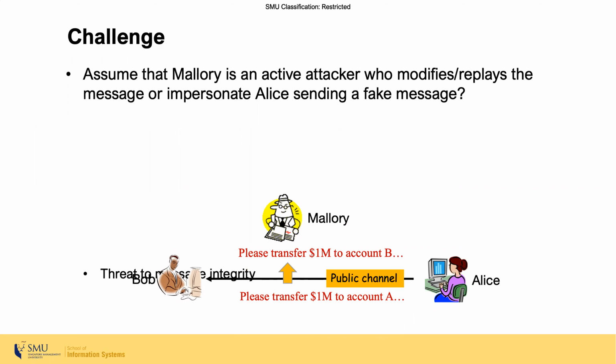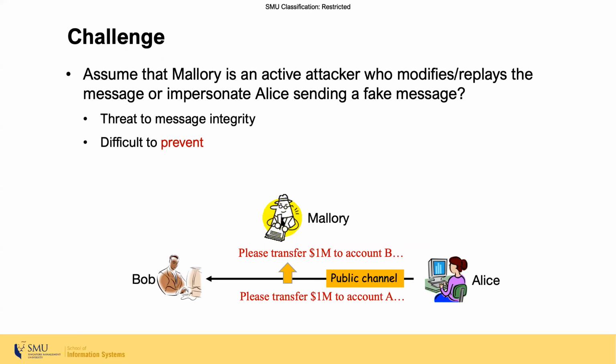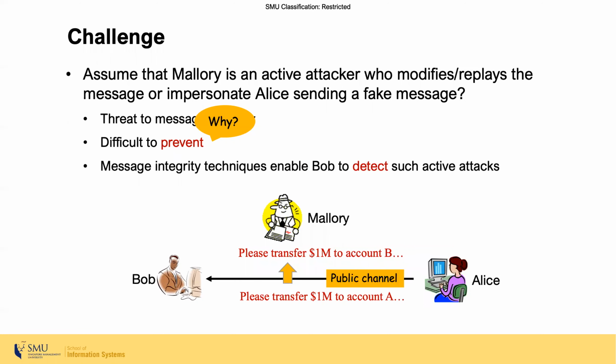Such an attack is known as a threat to message integrity, because the message that Bob receives will not be the original message anymore if Mallory has modified it. Such an attack is known to be difficult to prevent, and at this point you should be asking yourself why it is difficult to prevent. Unfortunately, in this course we are not dealing with this scenario. Instead, the techniques we are going to use are about detecting if there is such an attack. If there is an attack, can we use some technique to detect it?